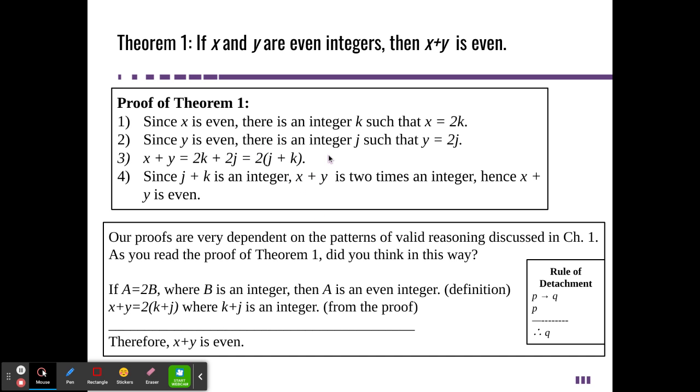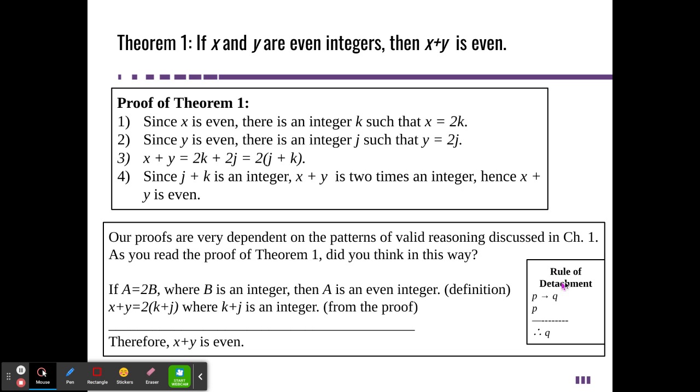So that's getting ourselves familiar with this whole process of plugging things in and what it's going to look like. It's going to take time by just looking at examples, and that's what I want to encourage you to do. Our proofs are very dependent on patterns of valid reasoning discussed in chapter 1. As you read through proof 1, did you think of it in this way?